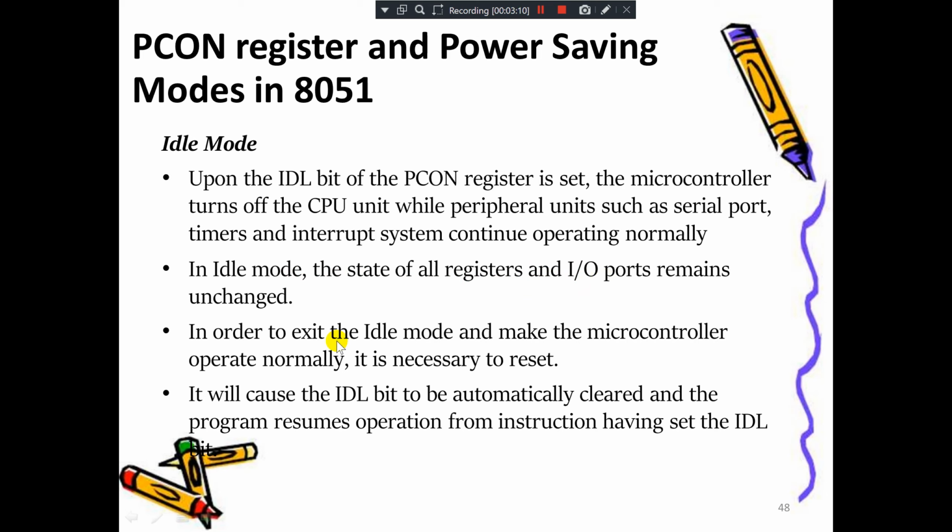In order to exit idle mode and make the microcontroller operate normally, it is necessary to reset. This causes the IDL bit to be automatically cleared, and the program resumes operation from the instruction after the one that set the IDL bit.